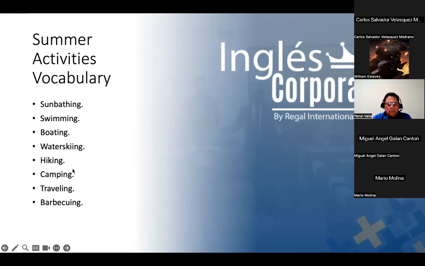We have hiking. What about this one? Have you ever done this before? Hiking? Senderismo? Have you ever done that before? This activity is like como una excursión, right? Maybe you can go with your friends, maybe family, and this activity consists in climbing a mountain, caminar, por ejemplo, caminar hasta the top of the mountain, hasta la punta de la montaña o de un volcán.